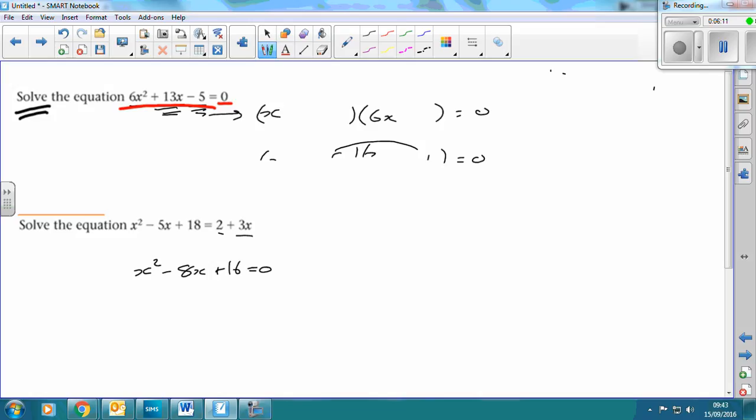And once we've done that, x minus 4 times x minus 4 equals 0, or you could have x minus 4 squared equals 0, both exactly the same thing. And then there's only one solution, because if you set this bracket equal to 0 or this bracket equal to 0, you're going to end up with x equaling 4.